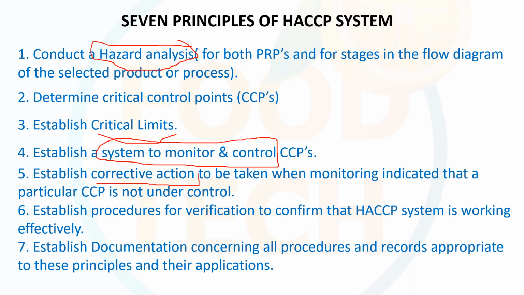For knowing the basics of HACCP, you need to know the main sentences, main words, the crux. So in the fifth principle, the crux is corrective actions. Other things you can know, but the main crux is corrective action. Next is verification, to confirm whether the HACCP system is working properly or not.